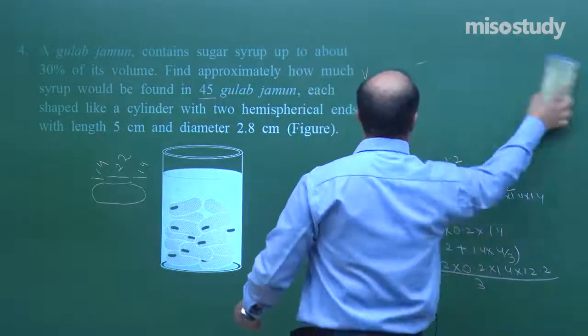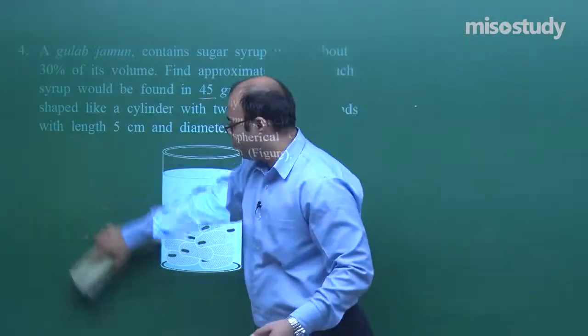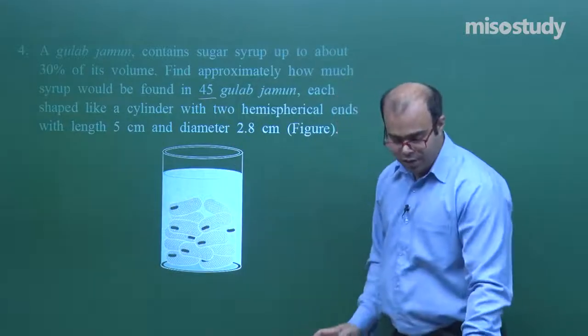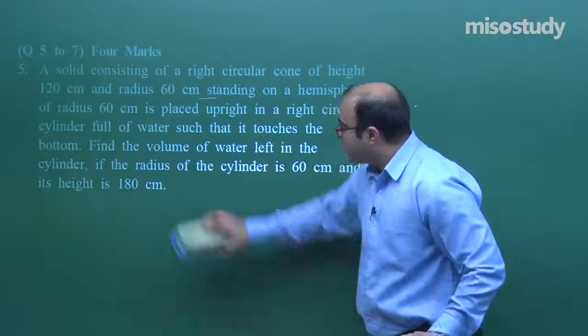Now let us come to the next question. Different types of figures will come across to you. Cylinder and hemisphere we have seen. We may see a cone also. So the fifth question is a 4 marks question.